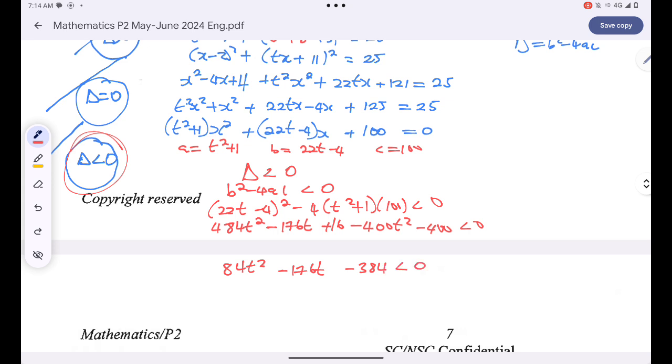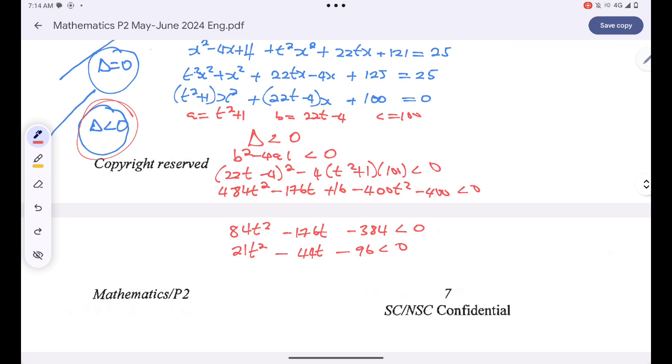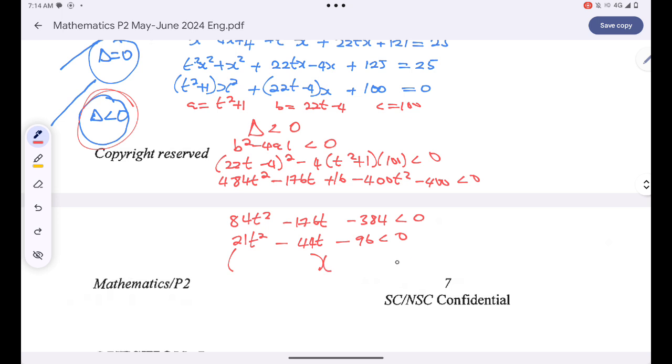I believe that I can divide each and every term by 4. Let me check. 176 divided by 4. Yes, it is divisible. So 84 divided by 4 will simply give me 21t squared. Let me write visibly. 21t squared, and then 176 divided by 4, that's negative 44t, and then 384 divided by 4 is 96. And then you just need to find the two brackets.